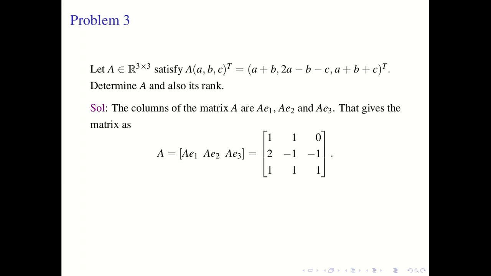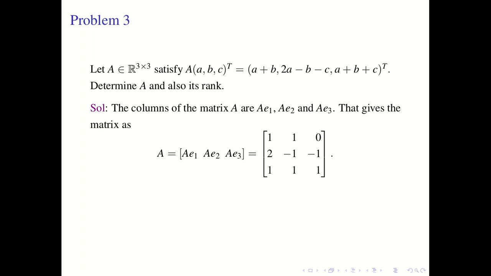A is a 3 by 3 matrix satisfying the property that when you multiply A with an arbitrary vector (a, b, c), the vector that you get is (a plus b, 2a minus b minus c, a plus b plus c). Now determine A and find its rank.